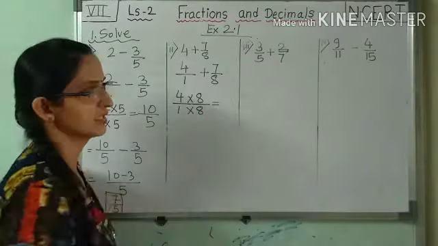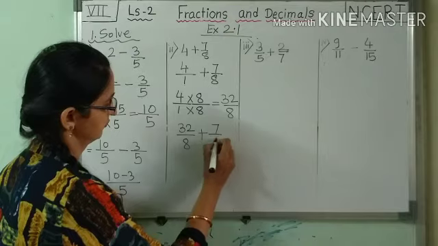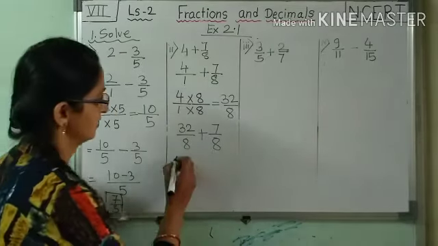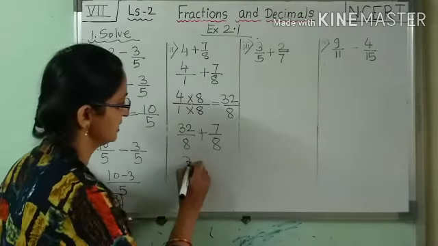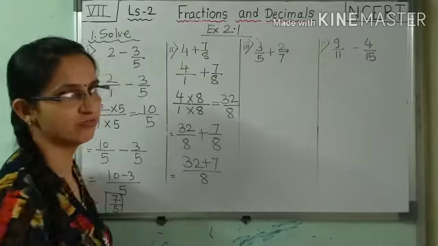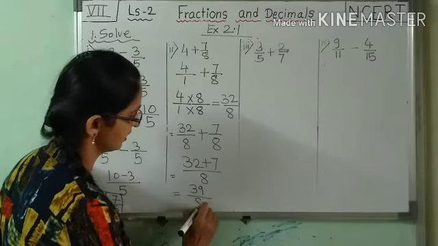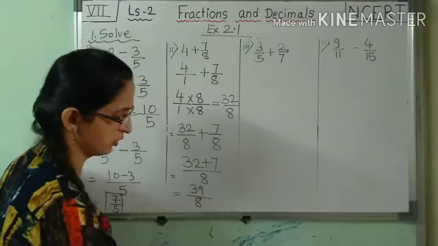So I have to write in place of 4, 32 upon 8 plus 7 upon 8. Now these are like fractions. I can easily add this. Write the denominator only once. 32 plus 7 is equal to 39 upon 8. So this is the answer, 39 upon 8.